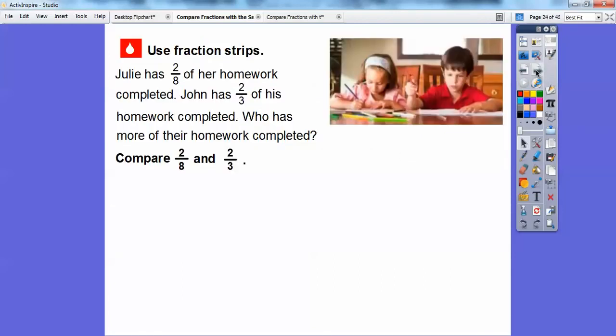All right, so here we're going to use fraction strips. Here Julie has 2/8 of her homework completed, and John has 2/3 of his homework completed. Now look, the numerators are the same, just like in the last one it was 1.